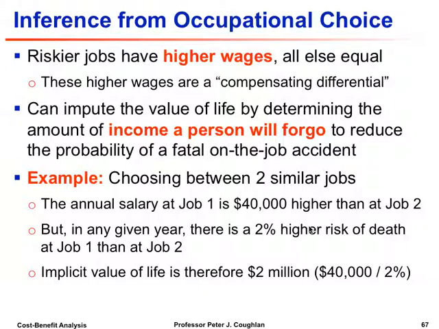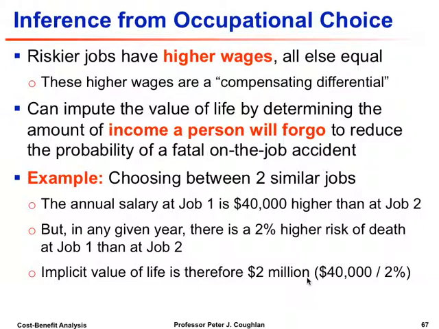And we can impute the value of life by determining the amount of income a person will forgo to reduce the probability of a fatal on-the-job accident. And by the way, this is the exercise that is on Sakai for you to do, something like this. So hopefully I explain it well so you can complete the exercise well. Suppose you're choosing between two similar jobs, and the annual salary of job one is $40,000 higher than job two. But in any given year, there's a 2% higher risk of death at job one than at job two. So then the implicit value of life is therefore $2 million, right?